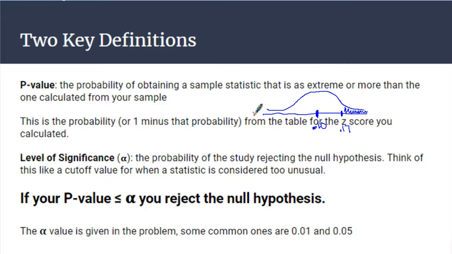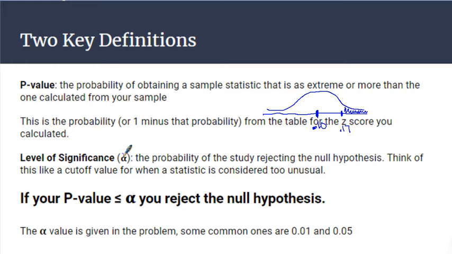All right, second thing is level of significance, and we use the Greek letter alpha here. The technical definition for level of significance is the probability of a study rejecting the null hypothesis. I think the easiest way to understand this is to think of it as a cutoff value. So if I get a p-value that is less than or equal to my alpha, my level of significance, then that means that statistic is too unusual and I can reject the null hypothesis. So it's a cutoff value.